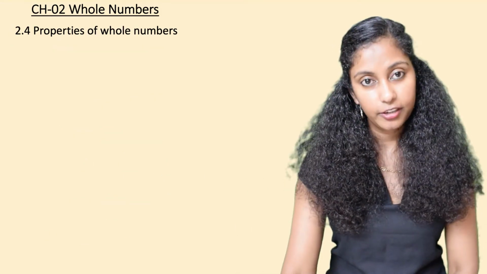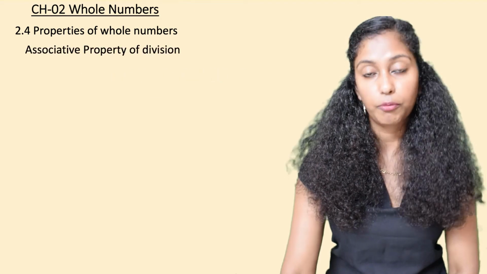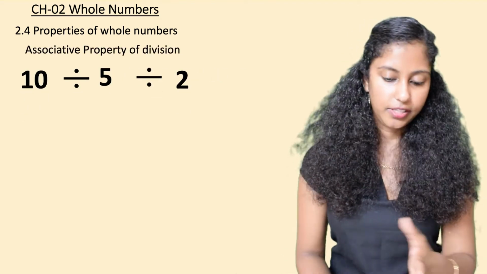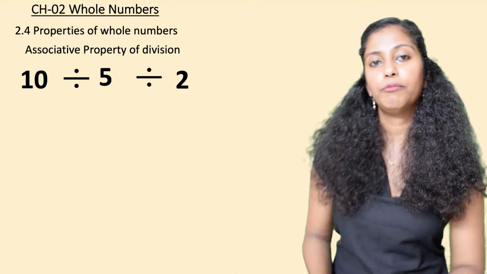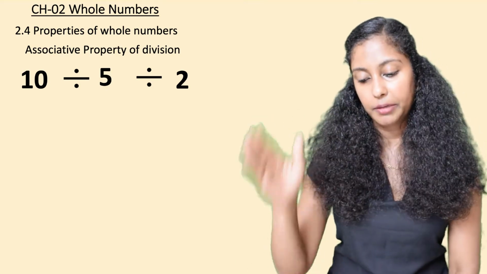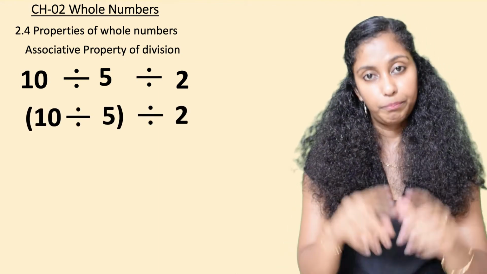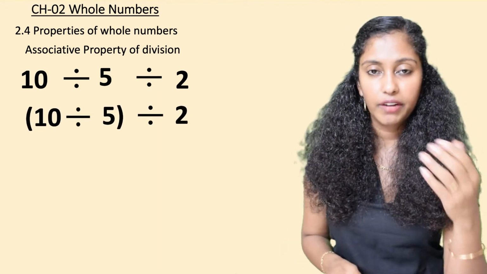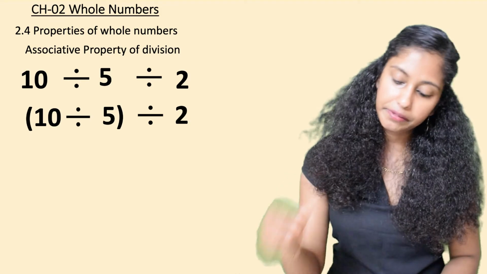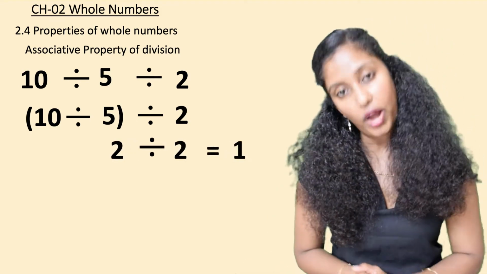Now we'll just check this associative property for division. Let us see how it works. So here in this sum we have 10 divided by 5 divided by 2. So if we take 10 divided by 5 in first position in bracket, then 10 divided by 5 gives 2, again divided by 2 will give us 1.